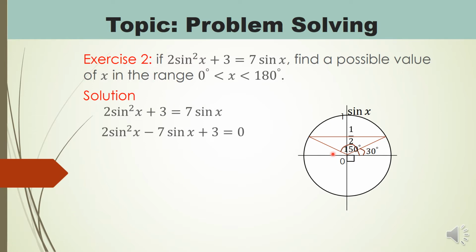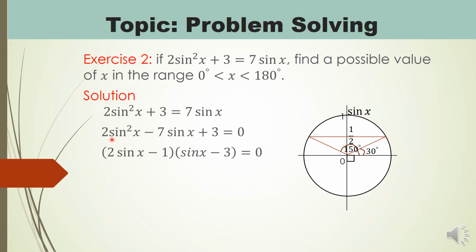This is similar to a quadratic equation, and you can use the factorize method. So you get (2 sine x minus 1)(sine x minus 3). Remember, minus 3 multiplied by minus 1 becomes plus 3. Then minus 3 multiplied by 2 is minus 6, and minus 1 multiplied by sine is minus 1 sine. So minus 1 sine minus 6 sine equals minus 7 sine.